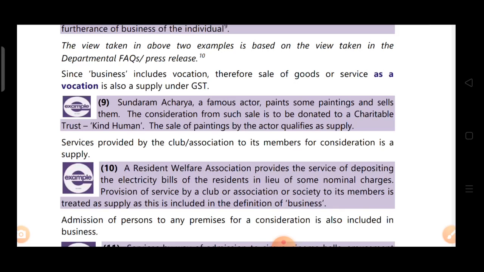He paints paintings and sells them. So we can say this is the case of sale of goods or services as a vocation. So though the condition of supply is not satisfied over here, the supply is as a vocation. The definition of business is satisfied over here, so it will automatically be called as supply. So sale of paintings by the actor qualifies as supply. Even though the condition of supply is not satisfied, it is covered in the definition of business. That's why it is termed as supply.